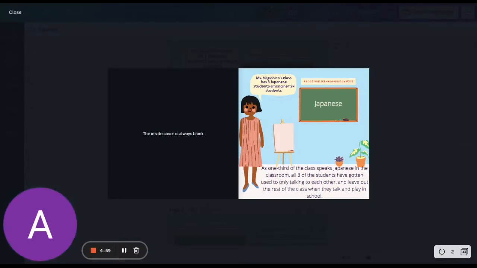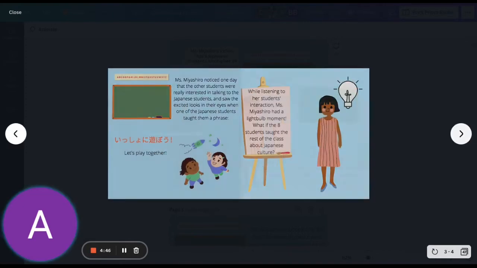Miss Miyashiro's class has 8 Japanese students among her 24 students. As 1/3 of the class speaks Japanese in the classroom, all 8 of the students have gotten used to only talking to each other and leave out the rest of the class when they talk and play in school. Miss Miyashiro noticed one day that the other students were really interested in talking to the Japanese students and saw the excited looks in their eyes when one of the Japanese students taught them the phrase "Isho ni asobo," or "Let's play together." While listening to her students' interactions, Miss Miyashiro had a light bulb moment.